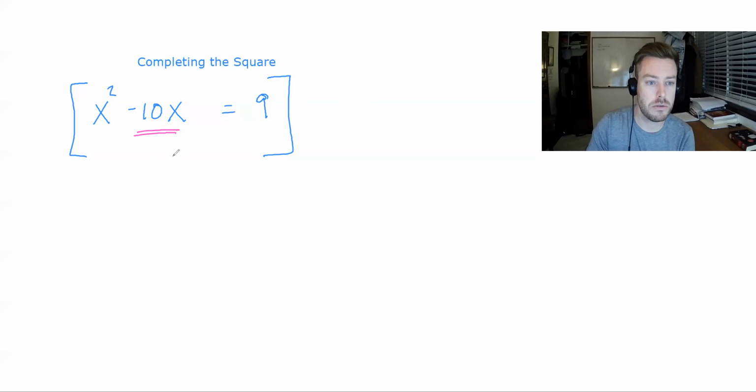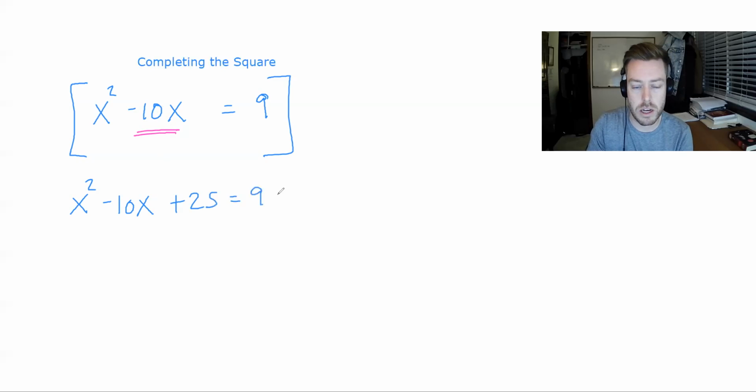So again, we're going to take the middle number, the one that's multiplied by x, divide it by 2, and then square it. So we know that 10 divided by 2 is 5. 5 times 5 is 25. So now we're going to have x squared minus 10x, and whatever number we get, we add to both sides of the equation. It's going to be plus 25 equals 9 plus 25, right?